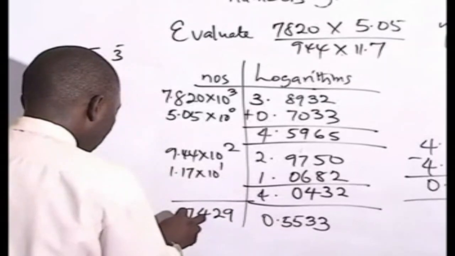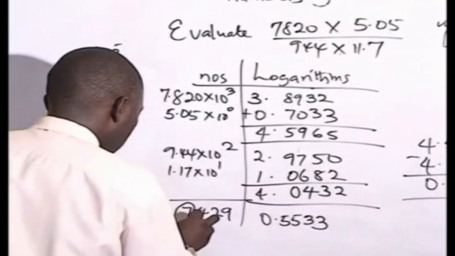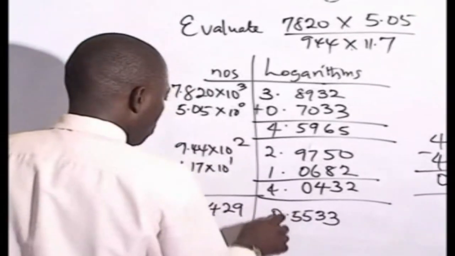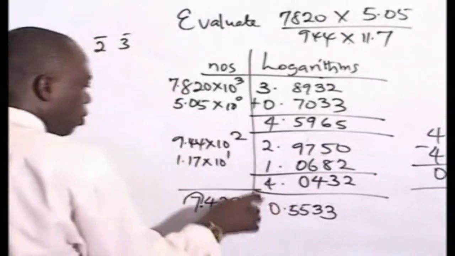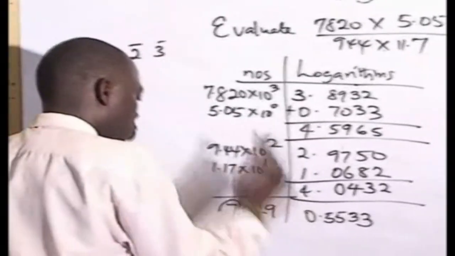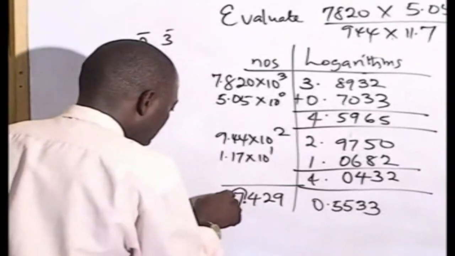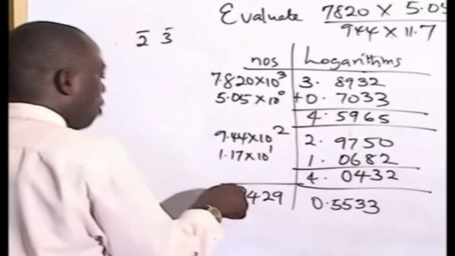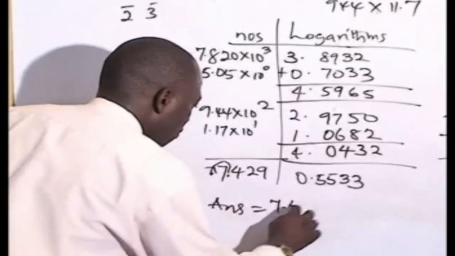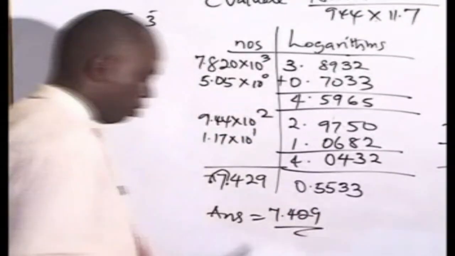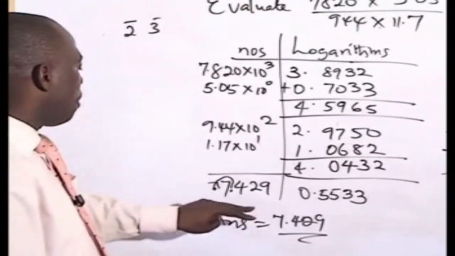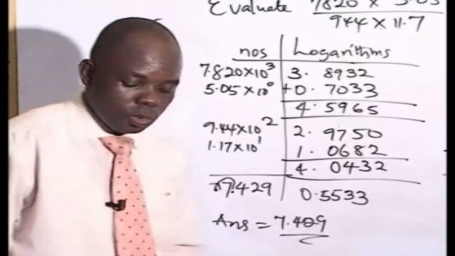So from here, you move the point to this place because it was already 0.7429. But because you have added 1 to 0, we got 1. So you shift the point from here and then you shift it to the front of 7. So your final answer is 7.429, which is your final answer. So if you evaluate this using the log tables, this is what you will get, 7.429.